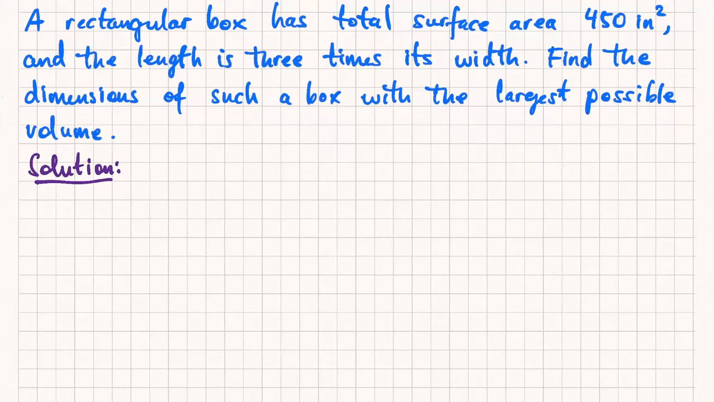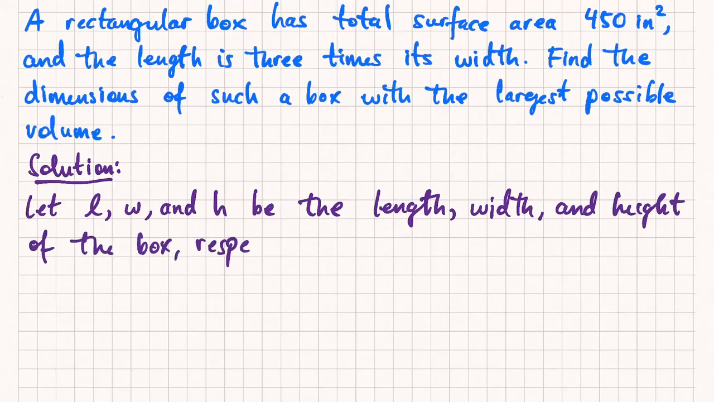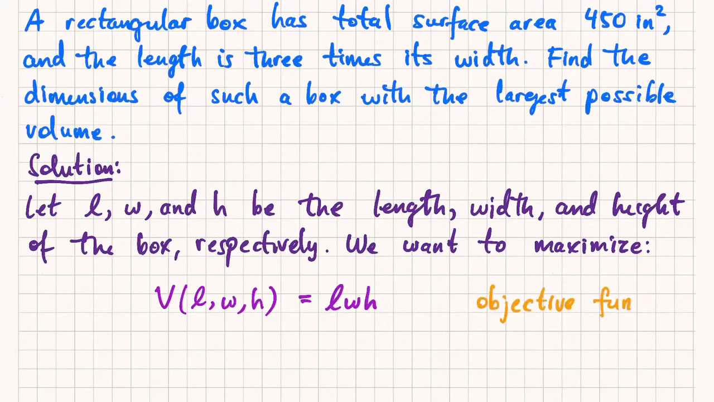So Caleb says LWH. So let's be very clear here. Let L, W, and H be the length, width, and height of the box. We want to maximize the volume. So Caleb told me the objective function is a function of three variables, L, W, and H, and it's just the product of those three. So that's the objective function. This is the thing that we are eventually taking the derivative of. The only problem is we have three variables.